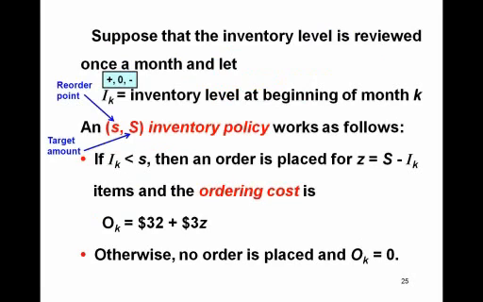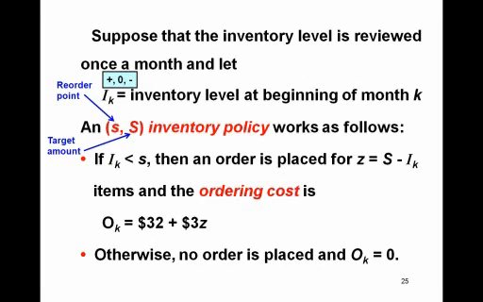Now this is a periodic review inventory system. Let's say the company reviews their inventory level at the beginning of each month to decide whether to order any items from its supplier. And we will use the notation capital I sub K to be the inventory level at the beginning of month K. If it's plus, then the company has items in their warehouse. If it's minus, then the company has nothing in its warehouse but owes items to customers that previously demanded them.